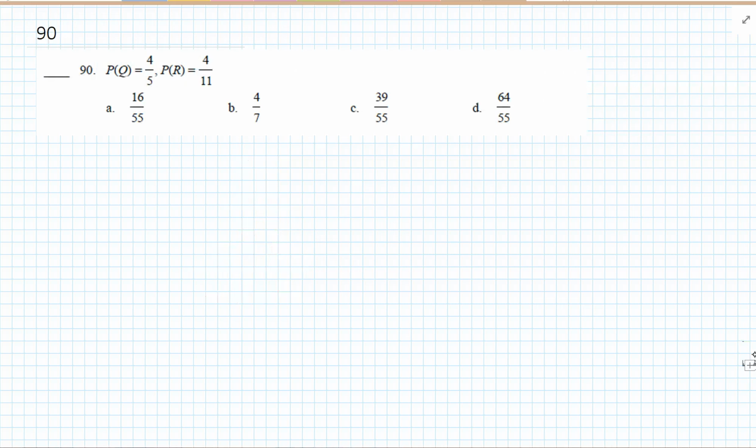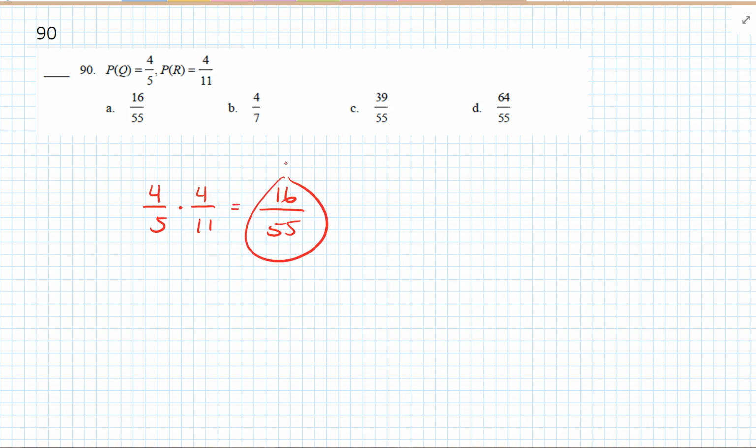90, same concept. Probability of Q and R. Multiply them. 4/5 times 4/11. 4 times 4 is 16. 5 times 11 is 55. So 16 55ths. Answer is A.